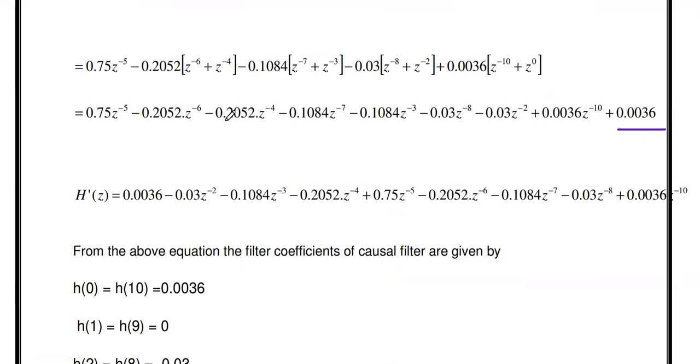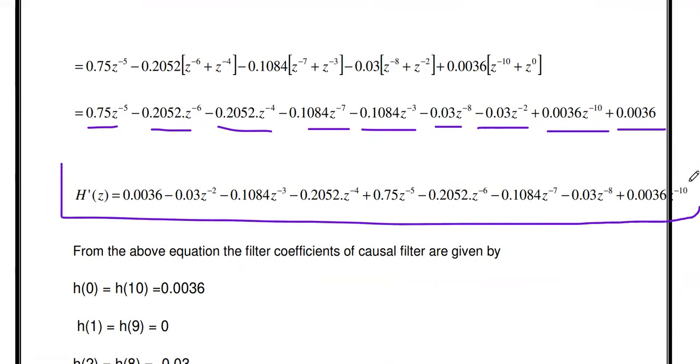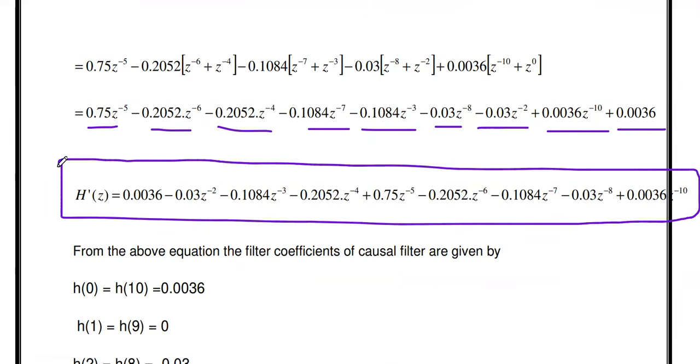Then the z power minus 1 term is not there, you just see no. Then the z power minus 2 term you just write. Then the z power minus 3 term, z power minus 4 term, z power minus 5, minus 6, 7, 8, and z power minus 10 term you just write. So this is the transfer function of our physically realizable system.